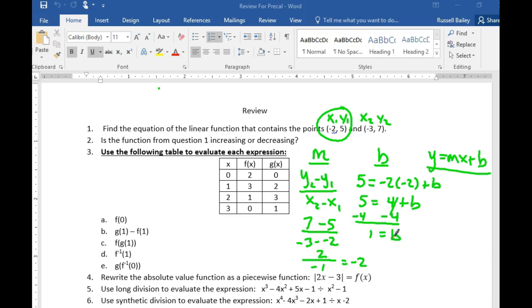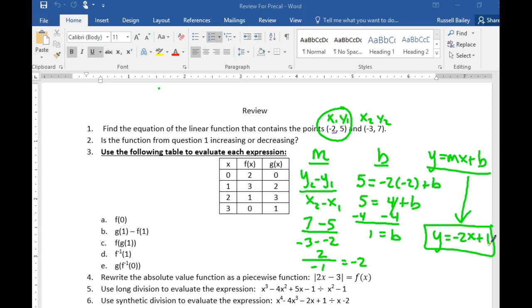So b equals 1. So we have our slope, we have a y-intercept, and that's enough to give us the equation in line, which would be y equals -2x plus 1. You just put the slope and the y-intercept in. Okay, so that's how you do finding the equation of a linear function if you have 2 points.